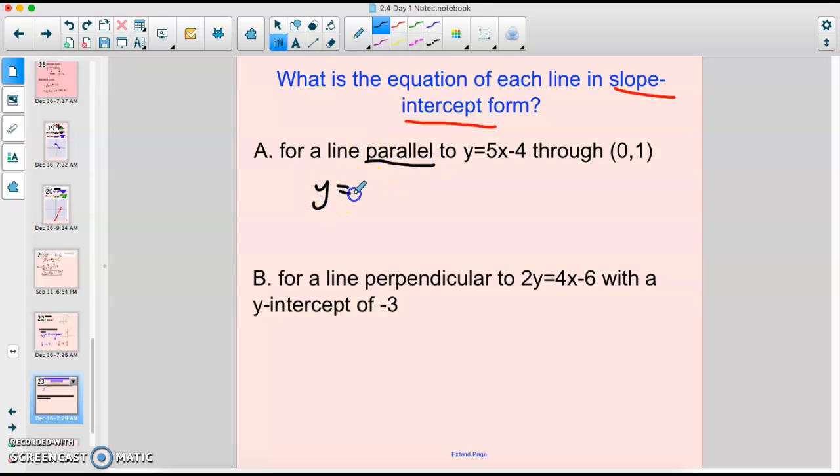So y equals 5x. Now, it's a different line, so it's going to have a different y-intercept. It's not going to go through negative 4. It'll be totally different. Okay? And so in order to find b, because it goes through a whole new y-intercept, we're going to plug in this point for x and for y. So we plug in 1 for y, we plug in 0 for x, now we need to solve for b. And this one's really easy because that goes away and we're left with b equals 1.